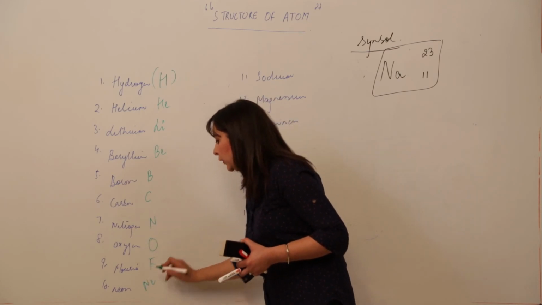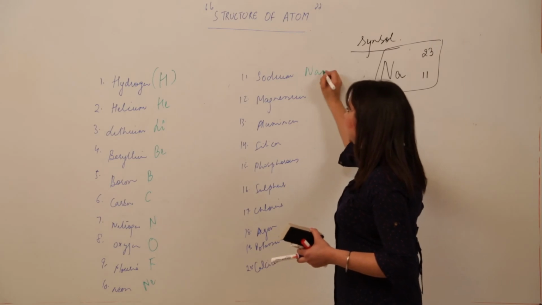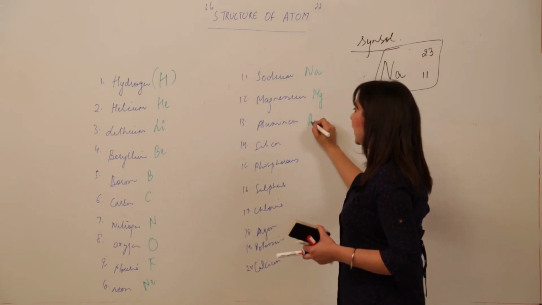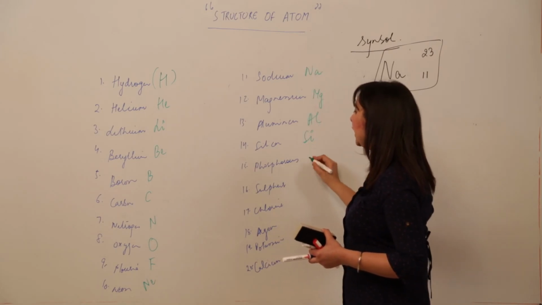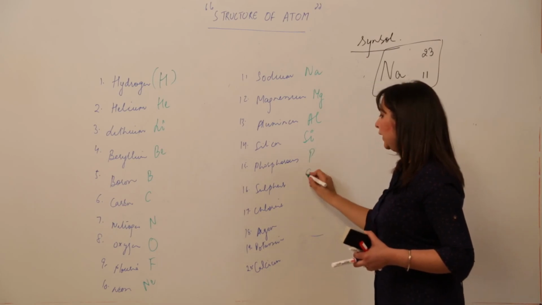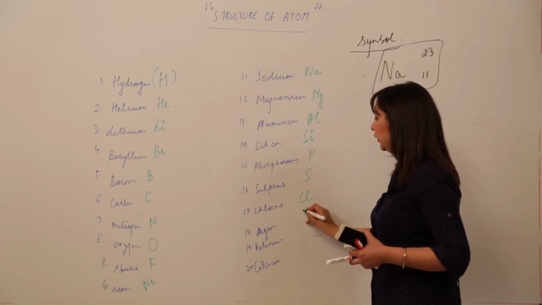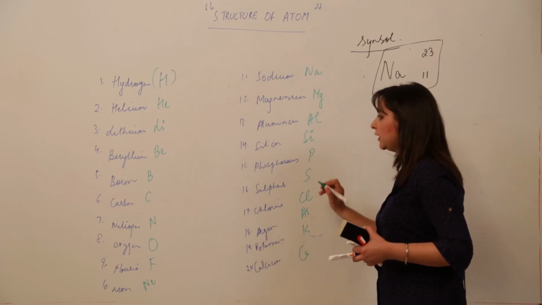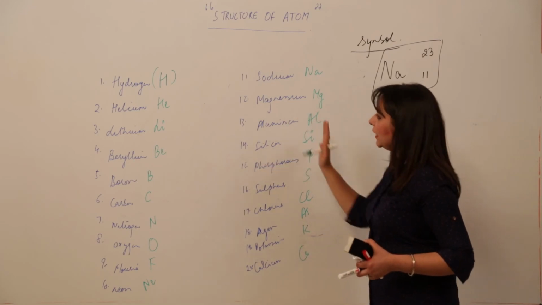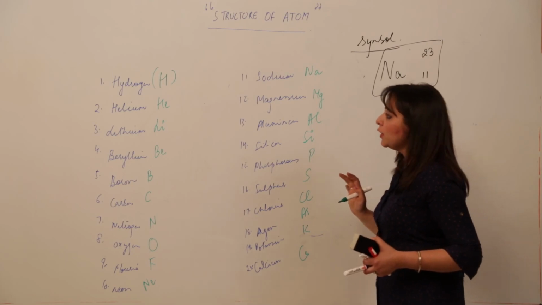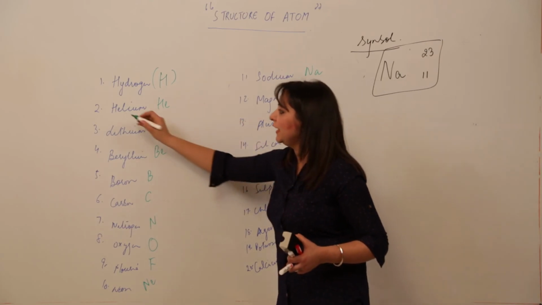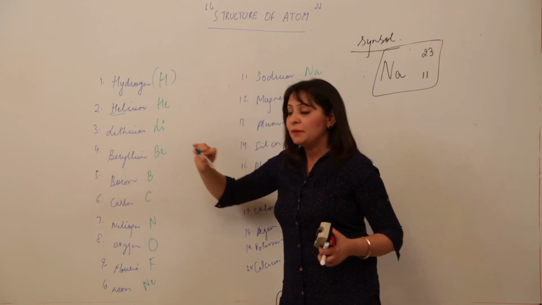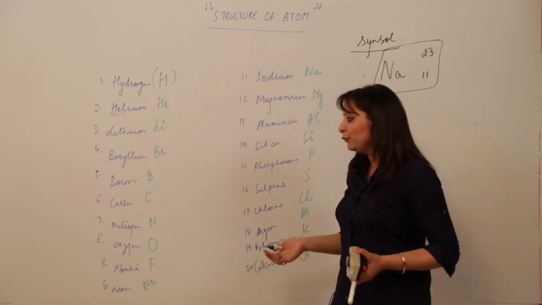F, neon Ne, sodium Na, magnesium Mg, aluminium Al, silicon Si, phosphorus P, sulfur S, chlorine Cl, argon Ar, potassium K, and calcium Ca. As you can see the symbols, you have seen that the maximum of the symbols are taken by first letter or two letters, but few symbols are exactly different from the name.